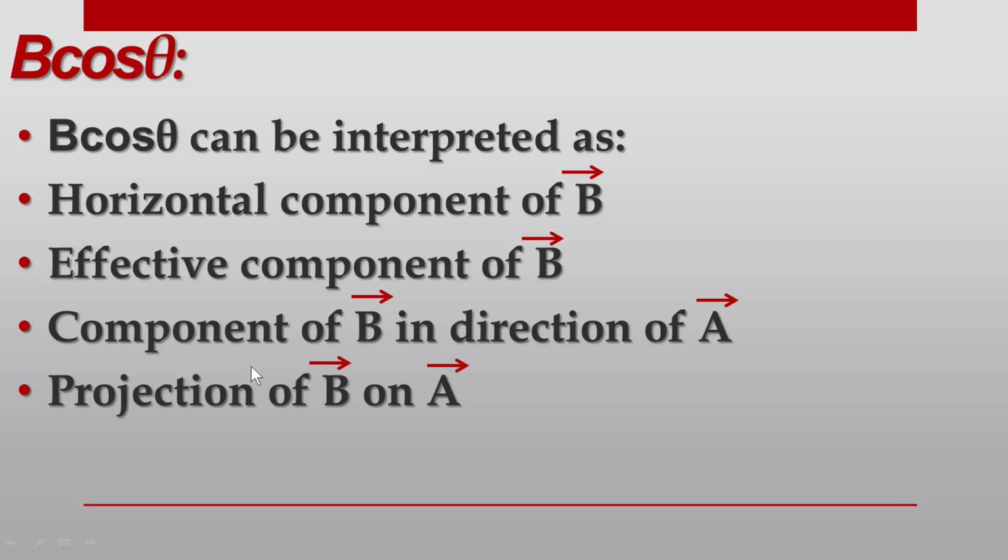If it is said that we have the product of one vector with the horizontal component of the other vector, or the product of one vector with the effective component of b, or the product of vector a with the component of b in the direction of a, or the product of vector a with the projection of b on a, all these give us the same meaning. You have to learn all these names for b cos theta.